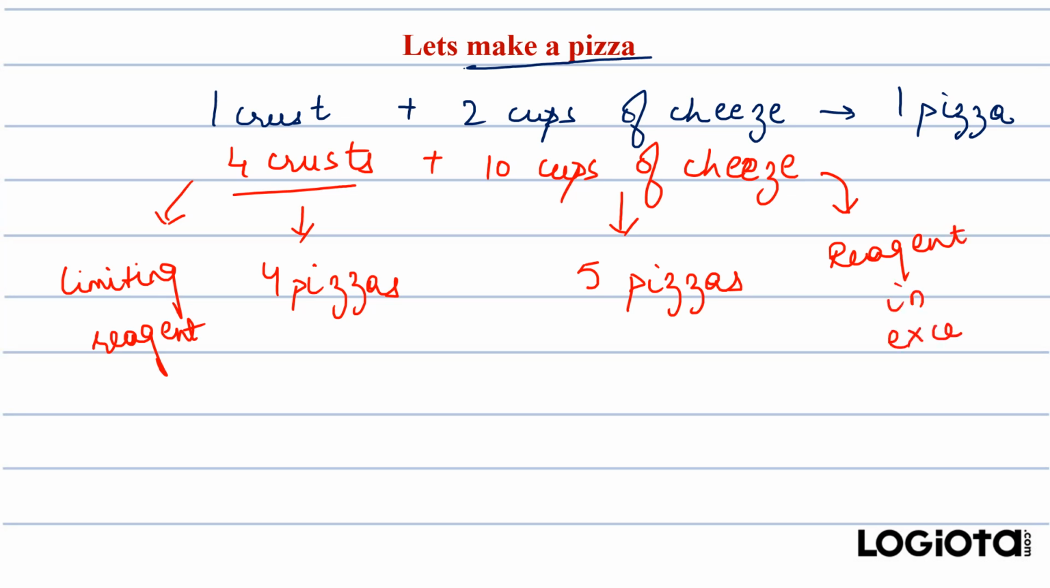So I hope from this analogy it would have been clear that what is a limiting reagent and what is the reagent in excess. So whatever reagent you have less, that is called a limiting reagent, and what is in abundance with you, that is in excess, right? So let's see in chemistry.